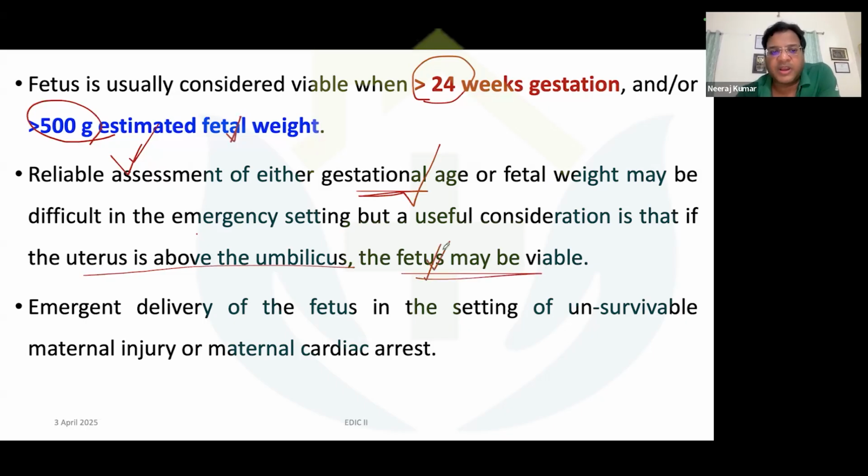Now coming to the next part: emergency delivery of the fetus in the setting of unsurvivable maternal injury or maternal cardiac arrest is very emergent. That's why it is also known as perimortem cesarean section. In many cases of maternal cardiac arrest, if you are not able to achieve ROSC, you may go for a perimortem cesarean section within 4 or 5 minutes of non-achievement of ROSC.